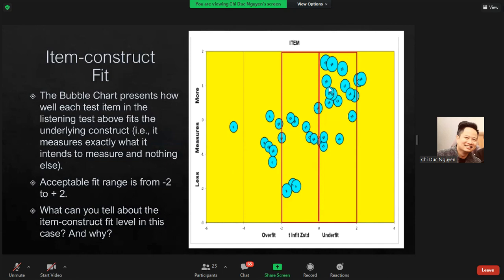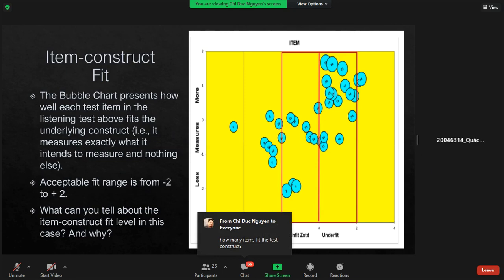Yeah, so from this bubble chart, can you count how many items fit the test construct? About 25. How many? I could not hear you. Sorry, about 25 fit the construct. 25? I think that is more than 25.